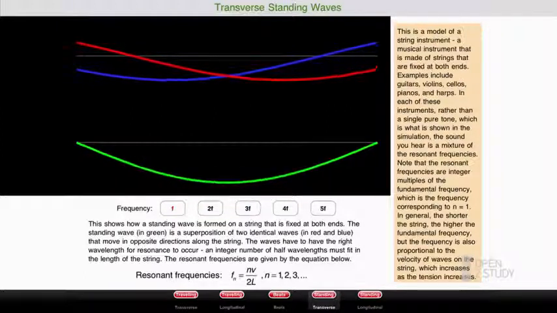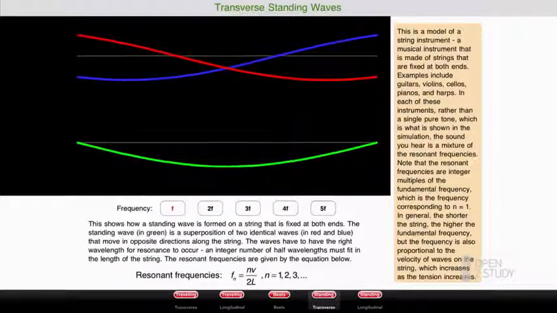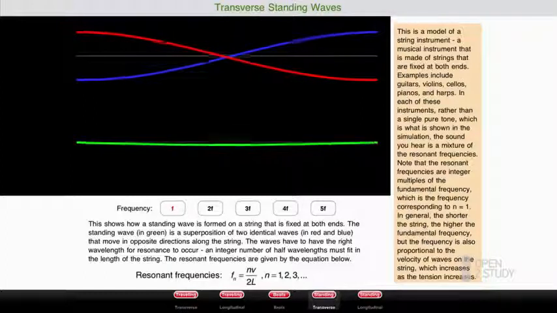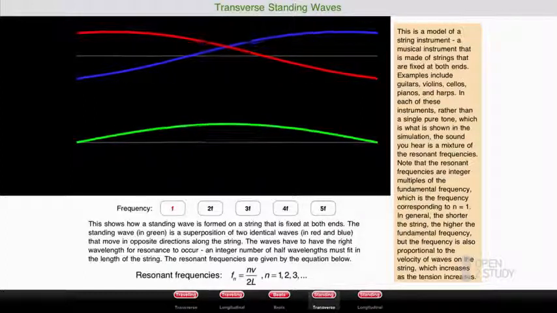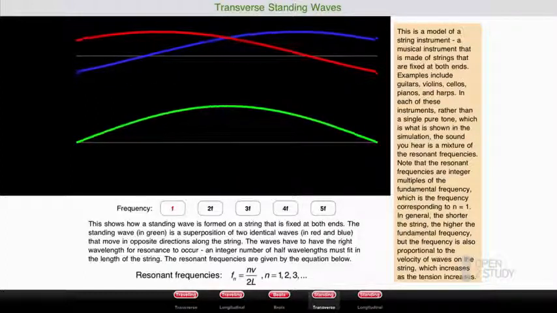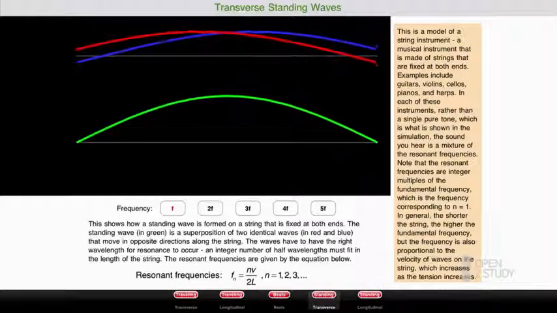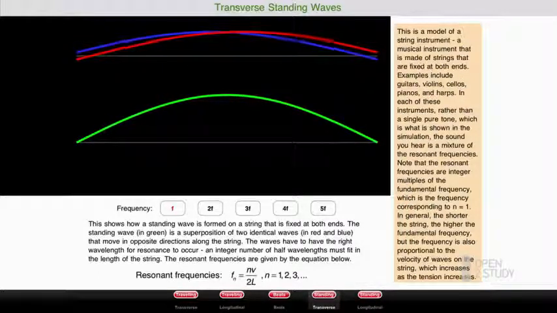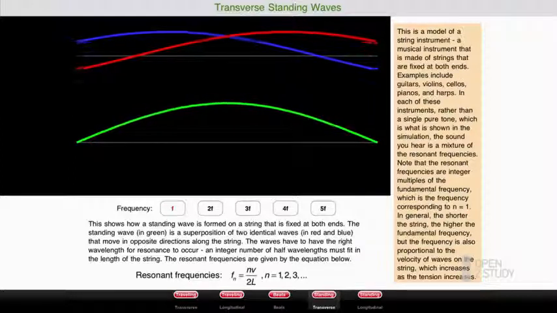If you look carefully, you can see for this particular wave that in fact the wavelength is going to be twice as long as the string. You can see there's only one half wavelength. If you look at that green curve there, it goes from a node up to an antinode and back down to a node. That's half a wavelength.